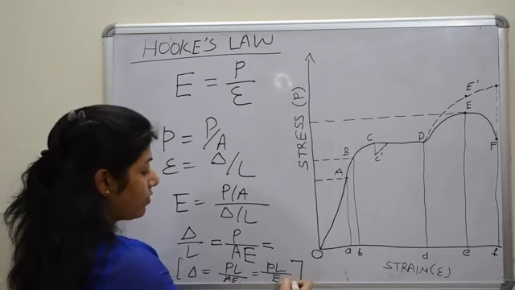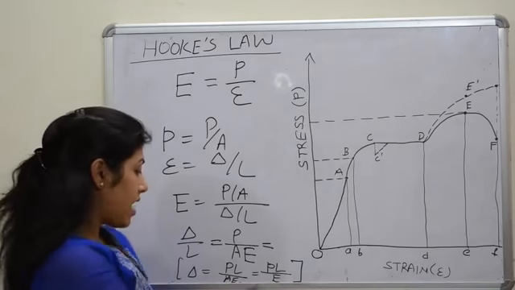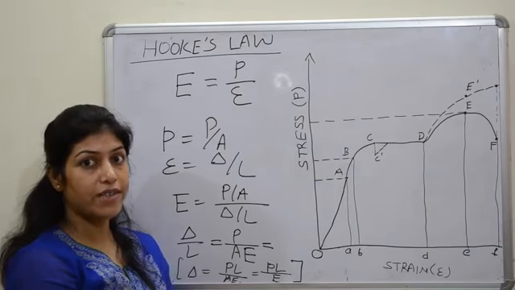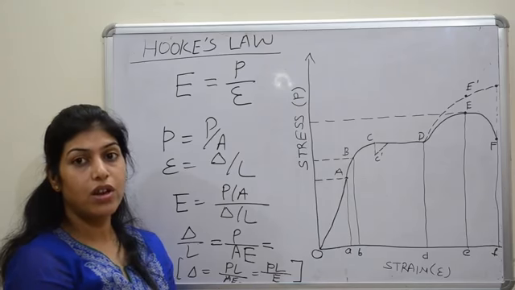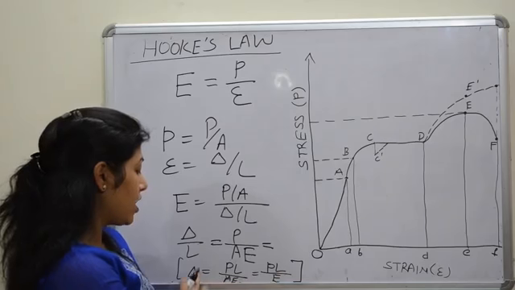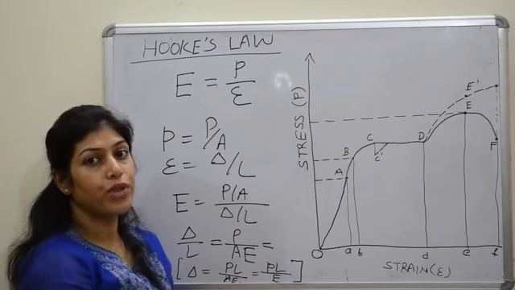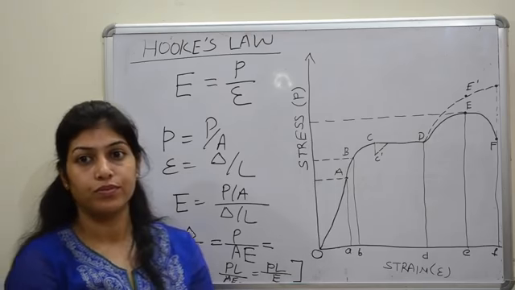So according to this equation we can say most metals have a high value of E, since the value of strain is less. So in that condition we can say the value of E is inversely proportional to the value of strain. So this was all about Hooke's law. Thank you.